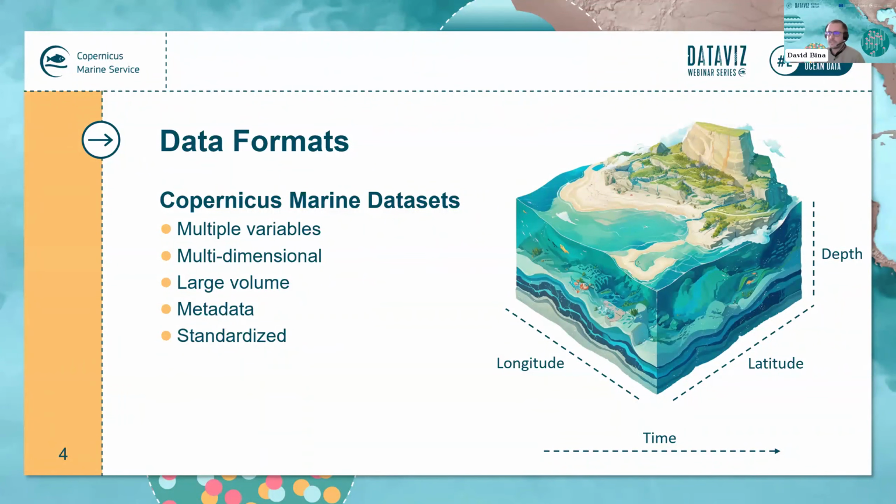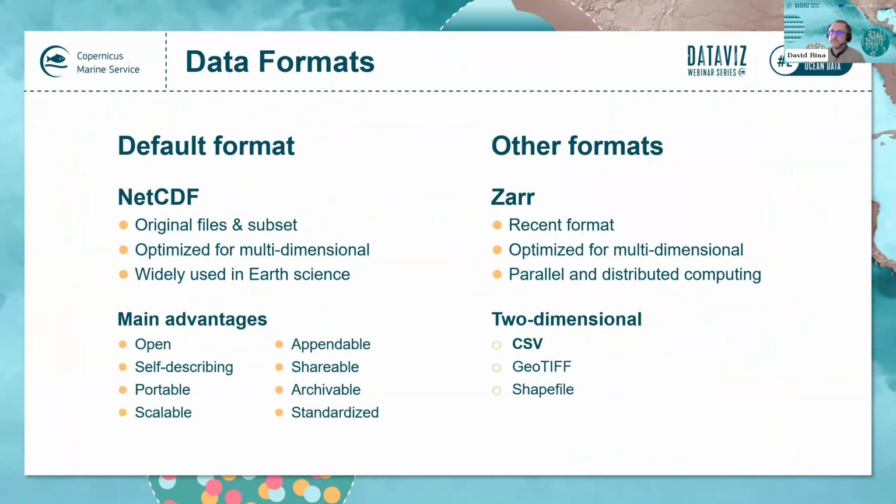Then in Copernicus Marine datasets, there is also the metadata, so basically the information about the dataset, about the providers, how the variables have been measured and when, etc. Finally, these datasets are standardized, so they are compliant with several conventions. For all these reasons, the default format of Copernicus Marine is NetCDF. Don't worry if you don't already know this format. I will show you that it's quite simple to download and open them.